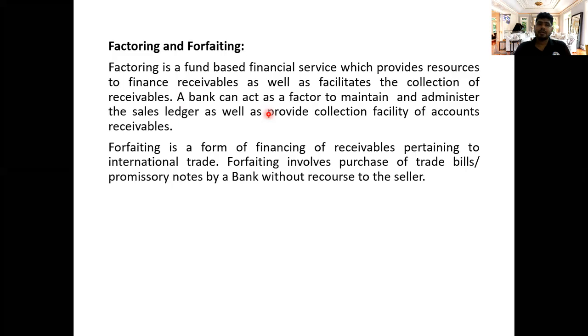And the second type of service is forfeiting, right? When a company is dealing with export and import business, this kind of forfeiting occurs. Forfeiting is a form of financing of receivables pertaining to international trade, especially export and import business. Forfeiting involves purchase of trade bills and promissory notes by a bank without recourse to the seller. So it will be explained in a simple diagram.